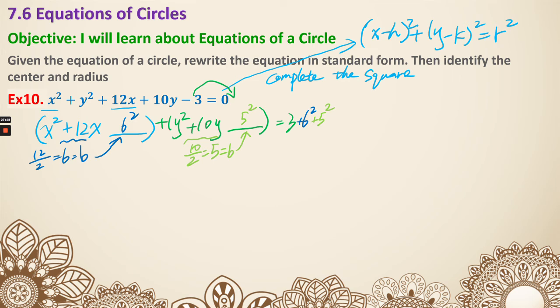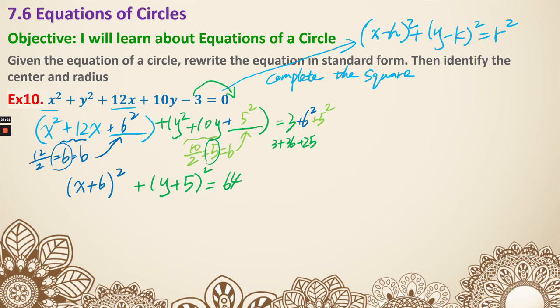Now let's actually put them into the form. Oh, don't forget the plus sign. I don't need any other number. I just need this to put in the parentheses. (x + 6)². And then for the other one, I just need this number to put in the squares. Plus (y + 5)². On the right side, it's going to be 3 plus 36 plus 25. So that's 36 plus 28, which equals 64. Now I have the standard form.